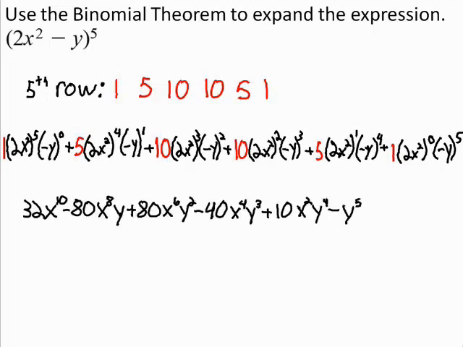This simplifies to 32x to the 10th power minus 80x to the 8th power times y, plus 80x to the 6th power times y squared, minus 40x to the 4th power times y cubed, plus 10x squared times y to the 4th power, minus y to the 5th power.